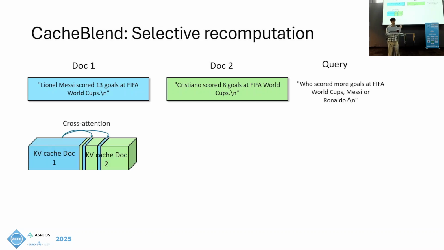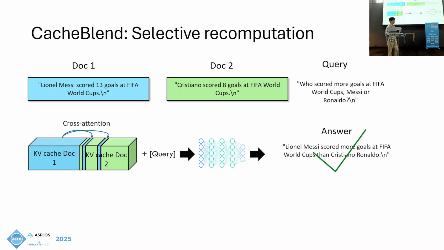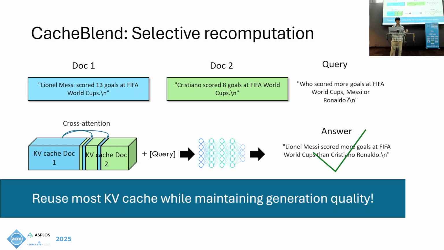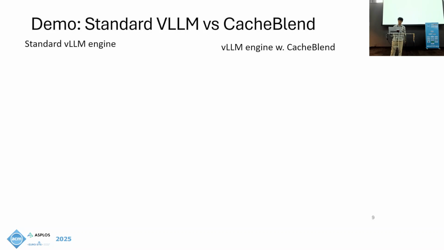That is, we only recompute a very small number of tokens for non-prefix tokens. As shown here, the generation quality is largely improved, while we can still reuse most of the KV cache within the input. Here's a small demo.